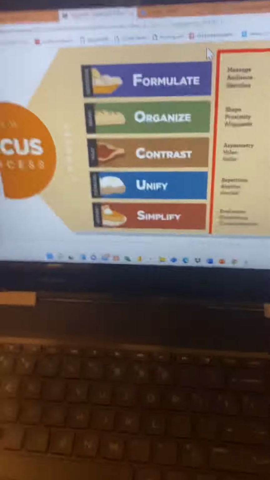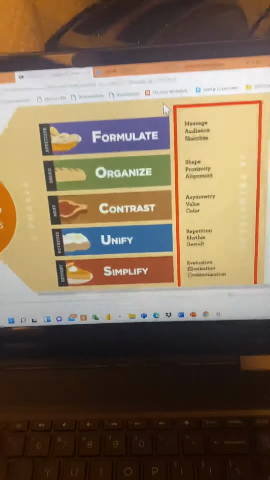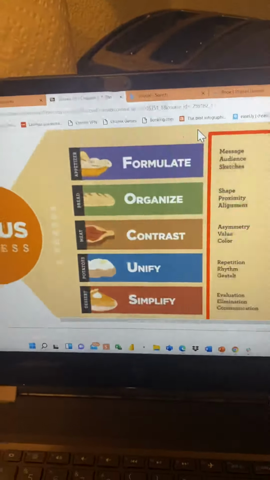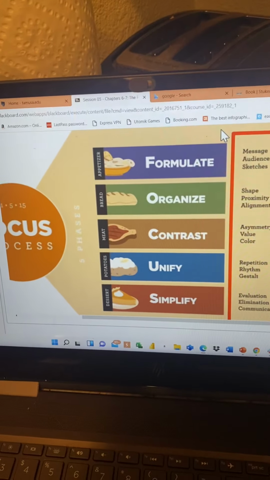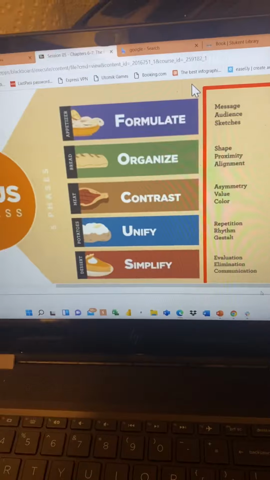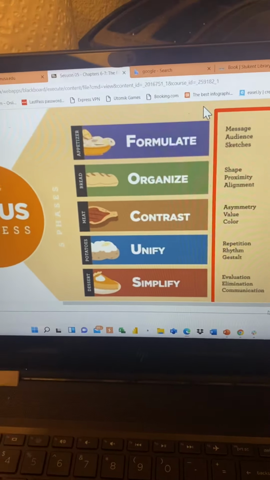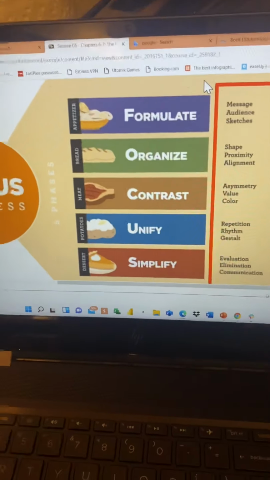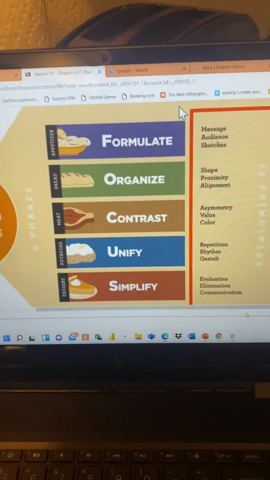And just to go over the focus process, there's 5 phases: formulate, organize, contrast, and unify. So for the first phase, the principles are message, audience, and sketches. Second phase is shape, proximity, and alignment. For the third phase, the principles are asymmetry, value, and color. Fourth phase is the principles are repetition, rhythm, and gestalt, with the last phase being the principles being evaluation, elimination, and communication.